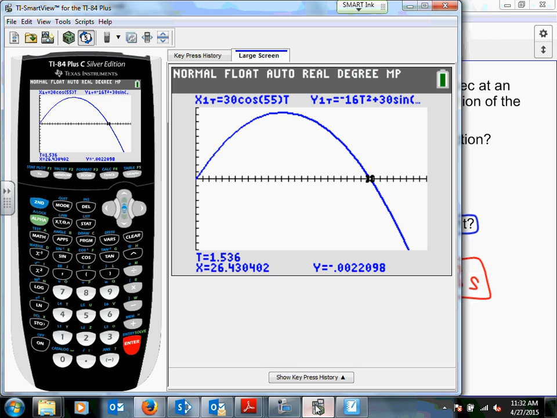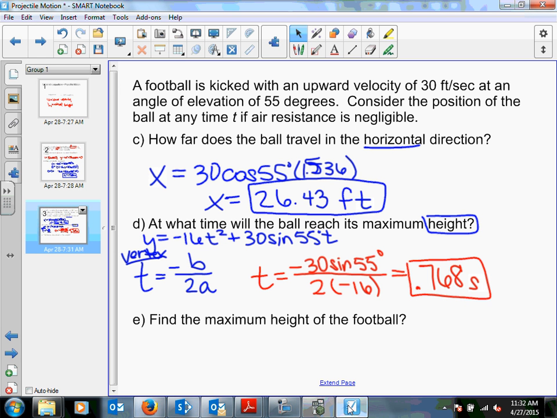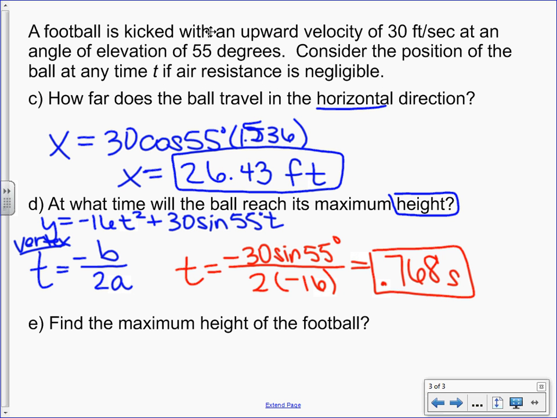If you begin and end at different heights, you have to use the negative b over 2a. But if you begin and end at the same height, it is fine to use the symmetry and cut that time in half. Just think about what your graph actually looks like. The negative b over 2a finds the x-coordinate. We used to think of it as the x-coordinate, but our variable is t, so it's the t-coordinate.